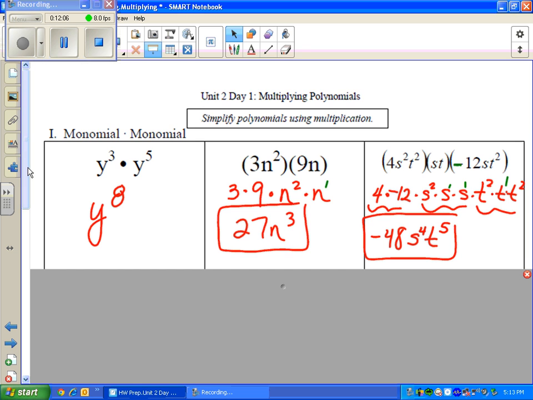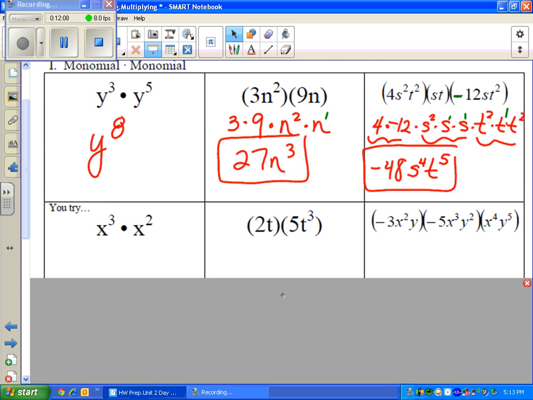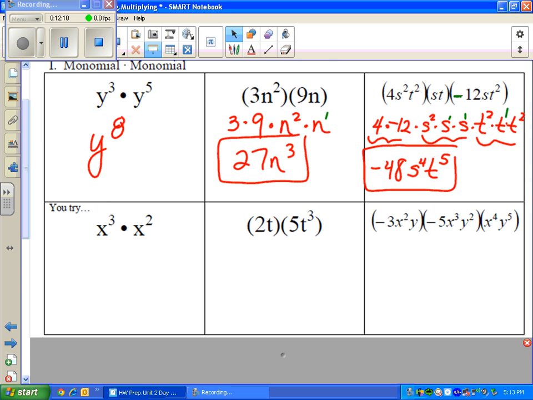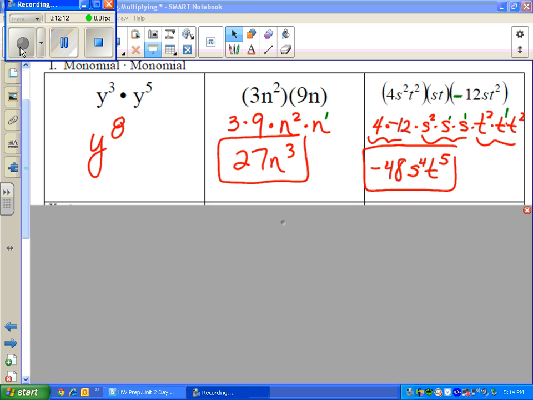Take a moment, try these three on your own. Go ahead and copy them down, work them to the best of your ability. And here in a second, I'll reveal their answer. Okay, let's see how you did.